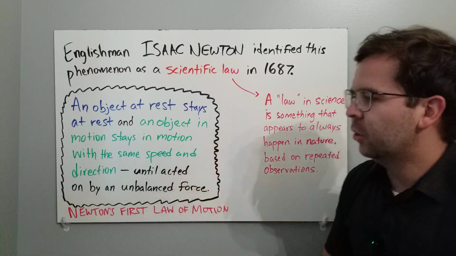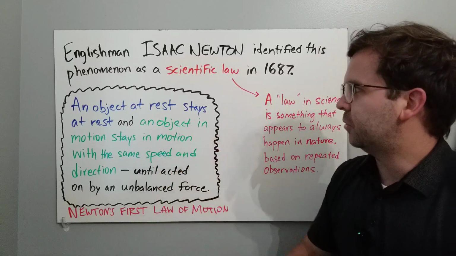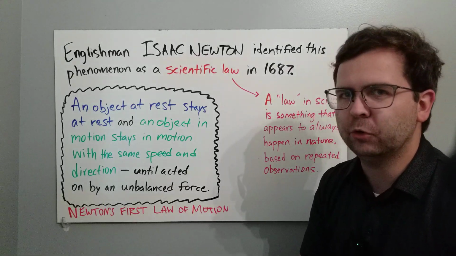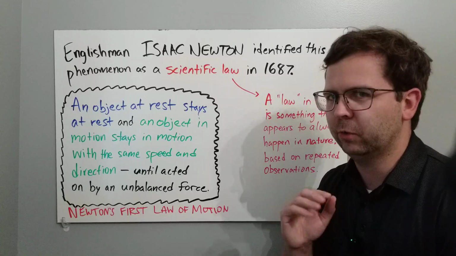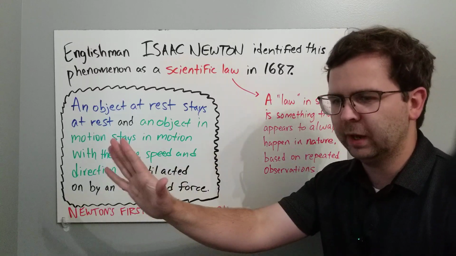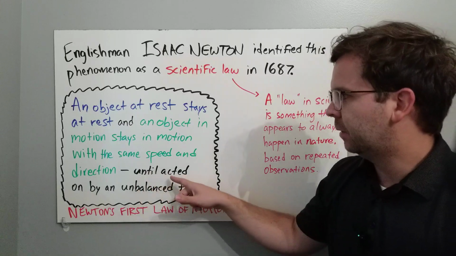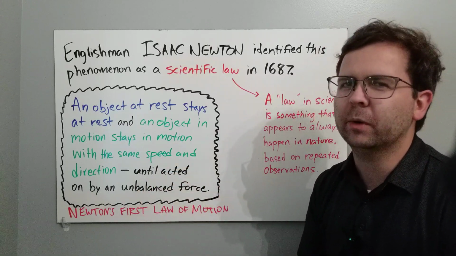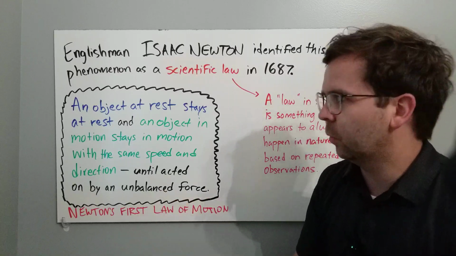So here's his formulation. It's called Newton's first law of motion. An object at rest stays at rest, and an object in motion stays in motion. A little extra detail here, with the same speed and direction. So once it's in motion, it's going to keep going at the same speed in a straight line until acted on by an unbalanced force. We'll talk about what that really means later on, but objects want to keep on doing what they were doing.